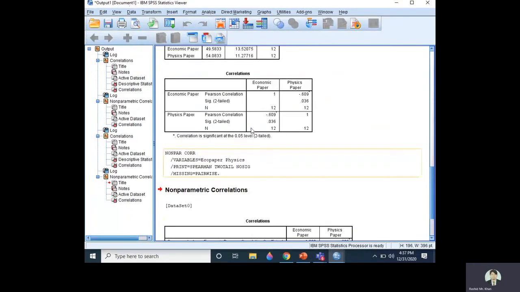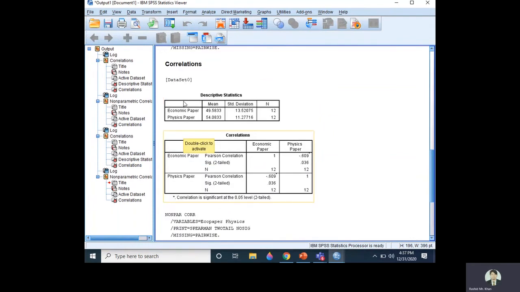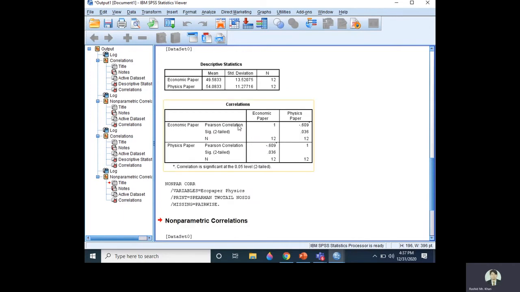Okay, so this is the economics and the physics papers. That's the mean of the economics paper, 49.5833. That's the standard deviation, 13.52075, and 12 observations. Here is the physics paper, the mean is 54.0833, while the standard deviation is 11.27716 and 12 observations. So now just look at the correlation tables.